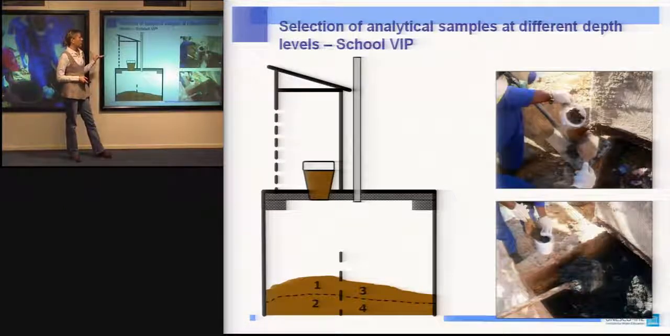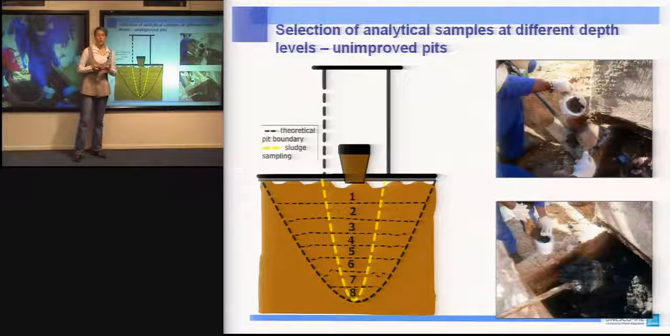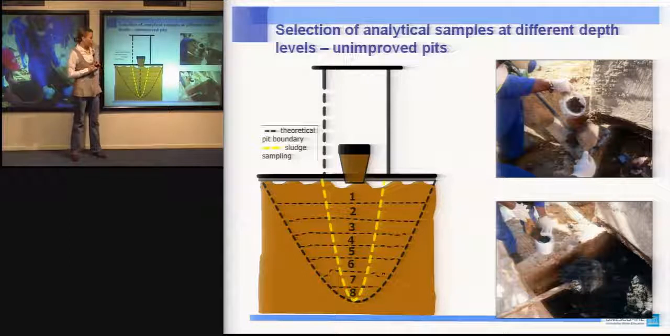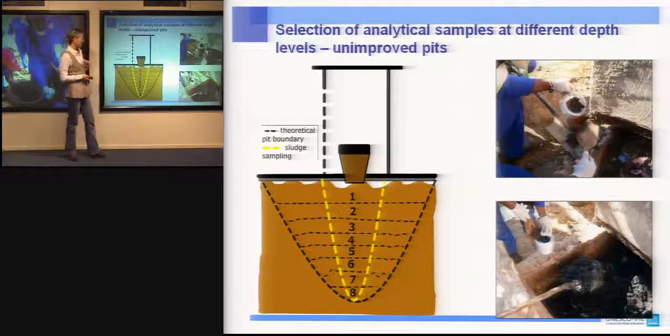For school ventilated improved pit latrines, we had a similar method as for the first one, the household pits. We also had unimproved pit latrines that were no longer in use at the time we went sampling. Then we just dug holes and collected samples from different levels of the pit.